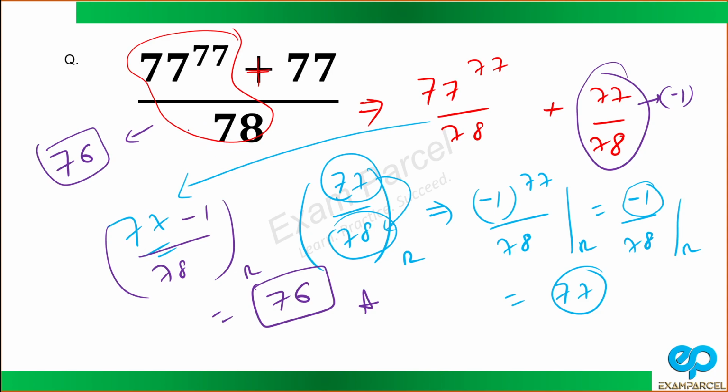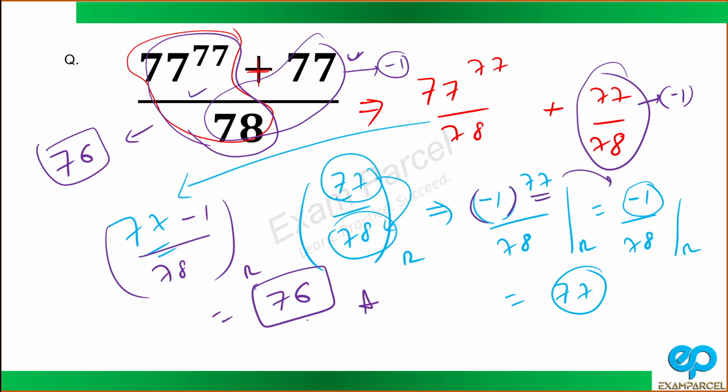I hope this is clear to you. First we split it into 2 parts so that I can solve this separately and I can solve this separately. For this part there is not much need, right? We simply write this as minus 1, and for this part also we converted this to (-1)^77, and here I got minus 1. So this way when we solve, we finally got our answer as 76. I hope this is clear to you.